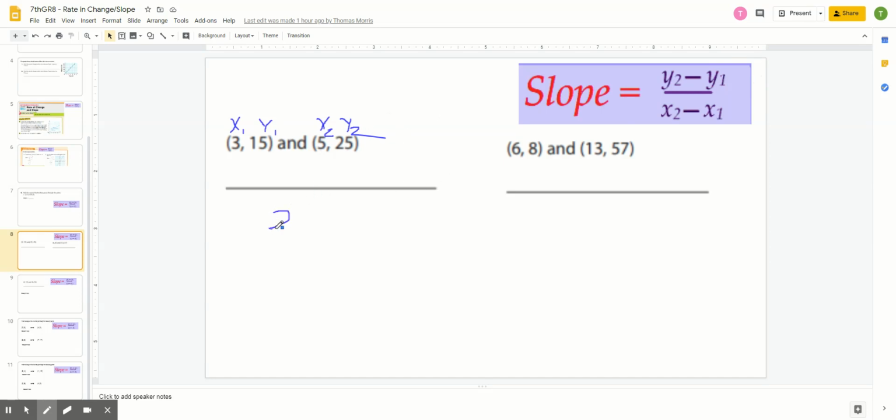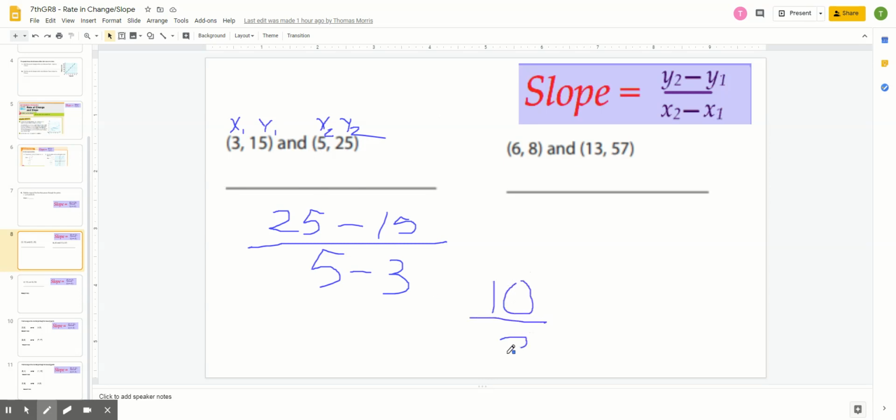y2 first, 25, minus y1, which is 15. Next set of points, x2. So here we go, take a look. We have 5 minus x1, which is 3. So we have 10/2. We saw that one earlier today, 5/1. The slope is 5, or 5/1.